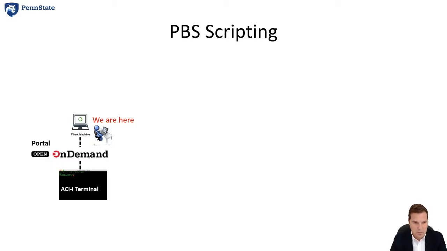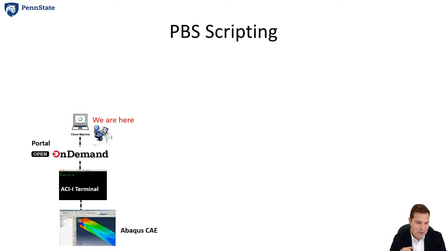But let me try to give you a vision of what it looks like. You're working at your desk or on a laptop or whatever. You use OnDemand, the portal, to open up a web page, which would then open up an ACI terminal. We've been doing that already. And from that terminal, we load up Abaqus. So it's a way to look at another computer. We're on ACI, a cluster that sits near University Park, and we're accessing that. It runs Red Hat Linux.